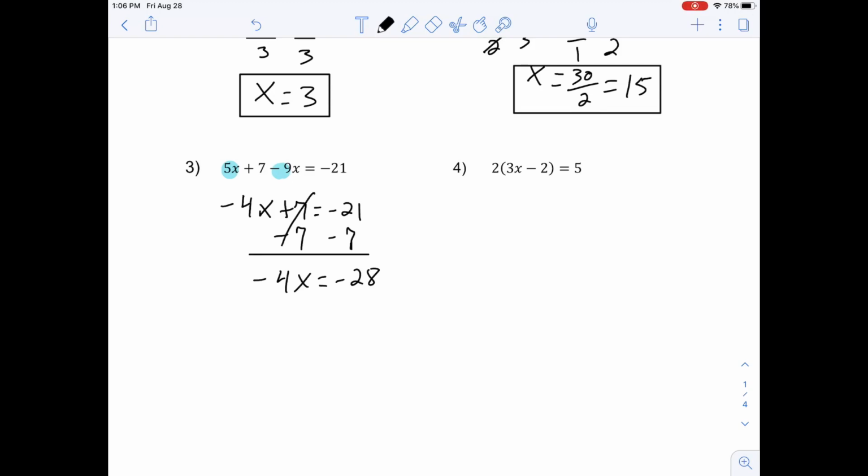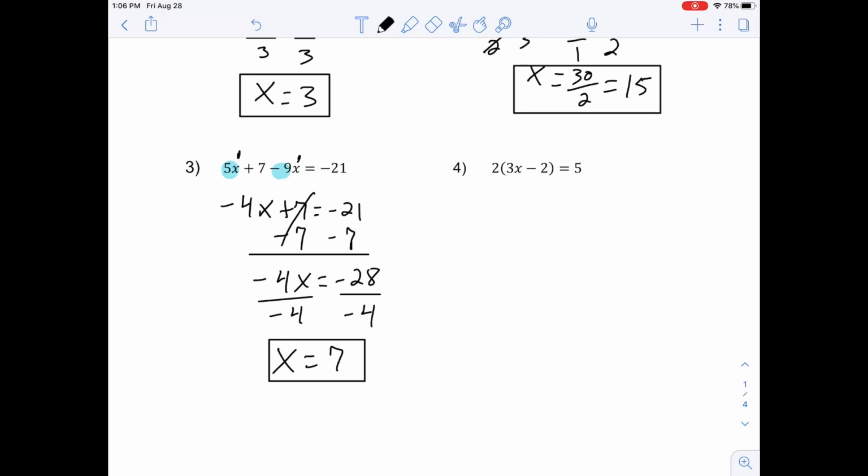And now this is a multiplication. Negative 4x means negative 4 times x. So I'm going to divide both sides by negative 4, and that leaves me with x is equal to 7. If you were to plug that back into the original, plug in the 7 here and the 7 here, you would see that that is true.